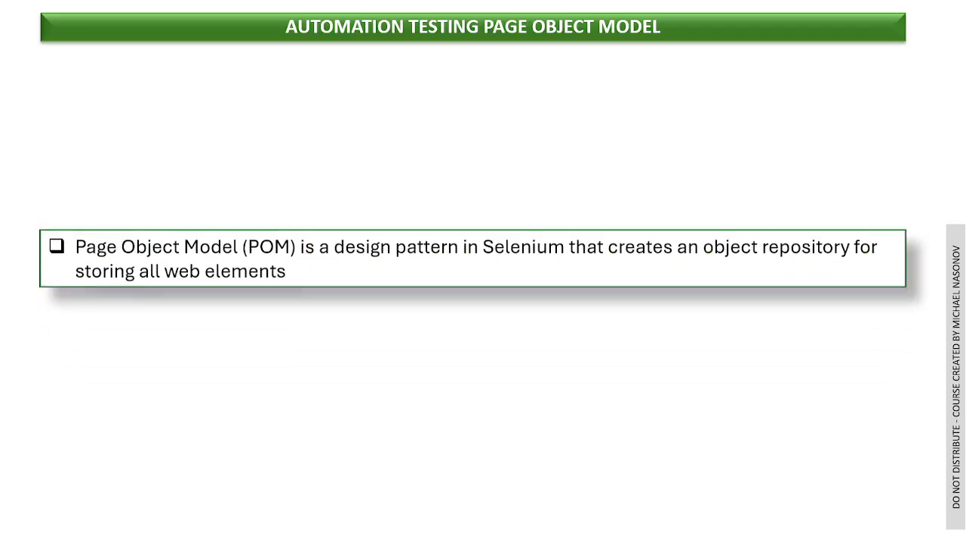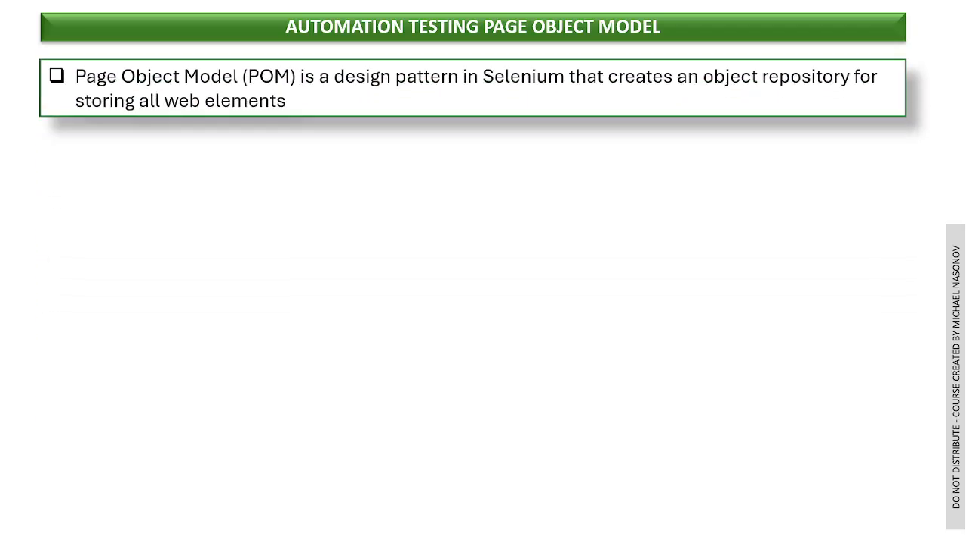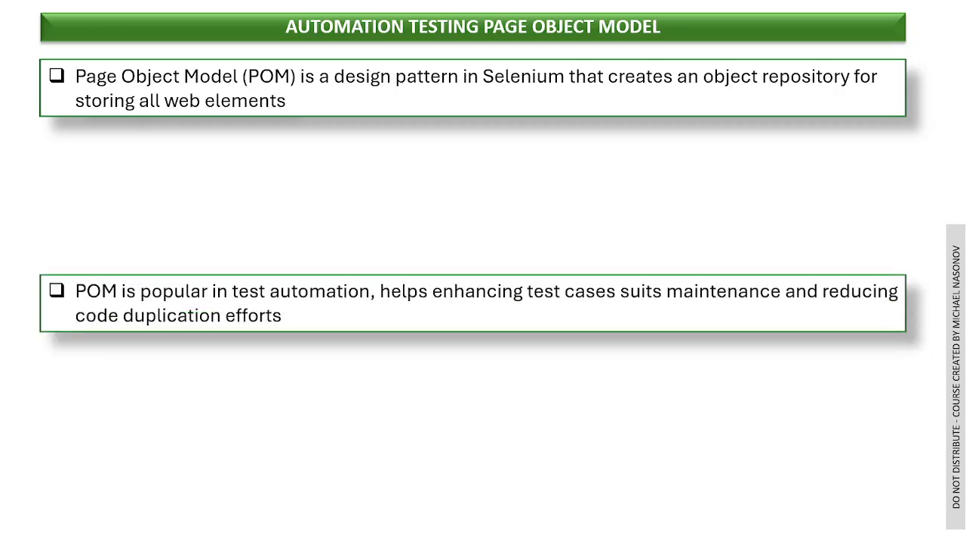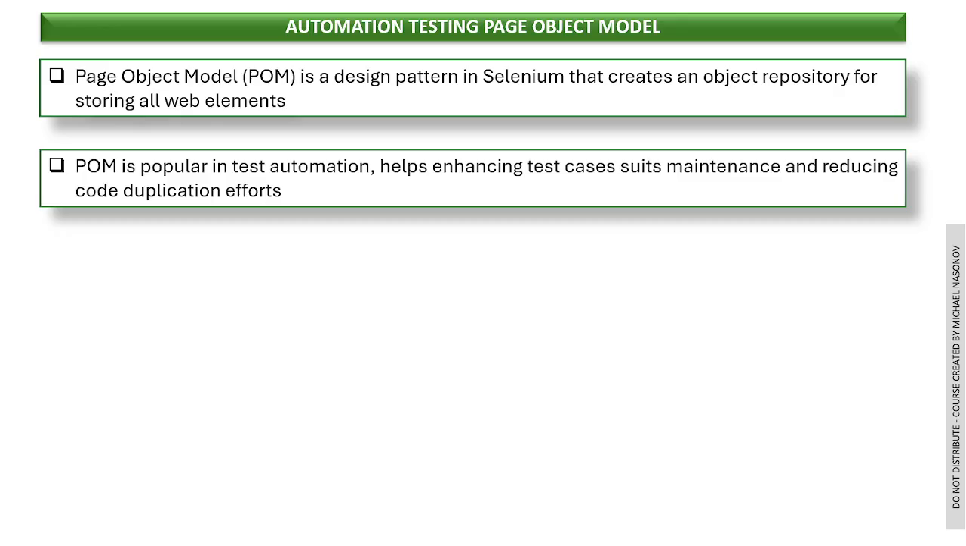An advanced approach from the factory method is automation testing page object model. Page object model, or POM, is a design pattern in Selenium that creates an object repository for storing all web elements. POM is popular in test automation, helps enhance test cases, suites, maintenance, and reduces code duplication efforts.